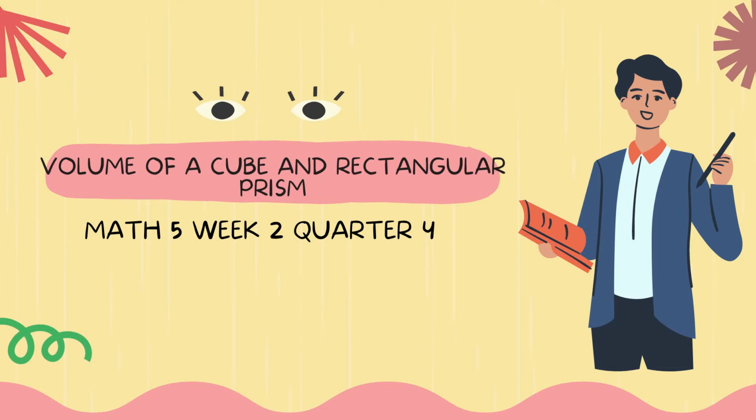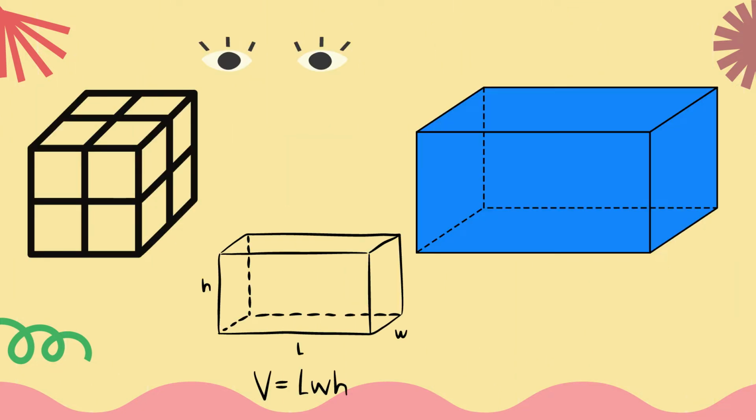Our today's lesson is about volume of a cube and rectangular prism. When we are asked to find an amount that will occupy space and not just a surface, we are being introduced to another application of measurement, which is the volume. Volume is the three-dimensional size of an object measured in cubic units. It is expressed in cubic centimeters, cubic decimeters, cubic meters, cubic inches, cubic feet, cubic yards, and others.